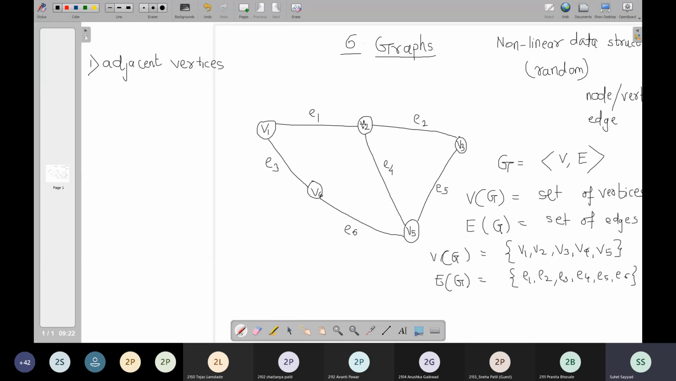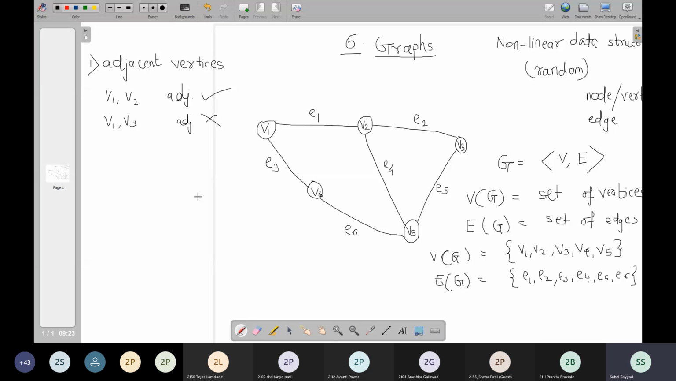Now, can I call V1 and V3 adjacent vertices? No, I cannot, because there is no direct edge connecting V1 and V3. No doubt I have an indirect way to reach V3, but there is no direct edge between V1 and V3. So V1 and V2 are adjacent to each other, but V1 and V3 are not adjacent vertices in this example.